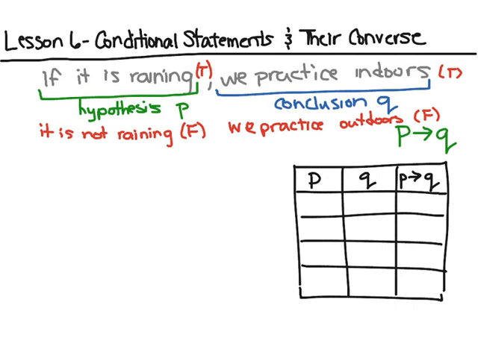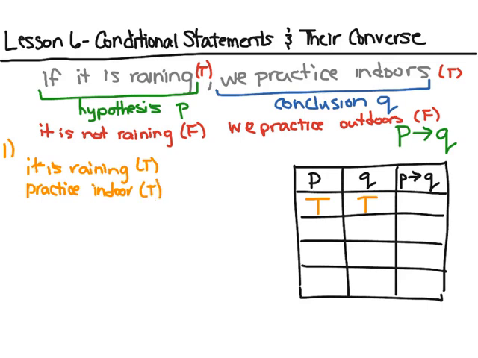So what we're going to do is go through each example. There are 4 different options with combinations of true and false. So the first is if they are both true. So if P is true and Q is true. So that would mean that it is raining, which is true, and it's practicing indoors, and we know that that is true, because that's what the coach says. So altogether, if P then Q is true, we know that the result will be true.